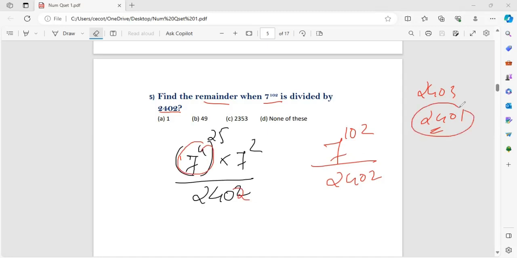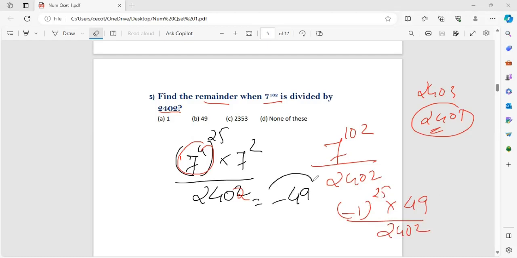Perfect. Isn't it? Yes. Positive remainder is 2401, negative remainder is minus 1, which means the remainder will be minus 1 to the power 25 into 7 square is 49, by 2402 again. So minus 1 to the power 25 will give you again minus 1. So minus 1 into 49 gives you minus 49. So as per this, minus 49 is what you get as a remainder.